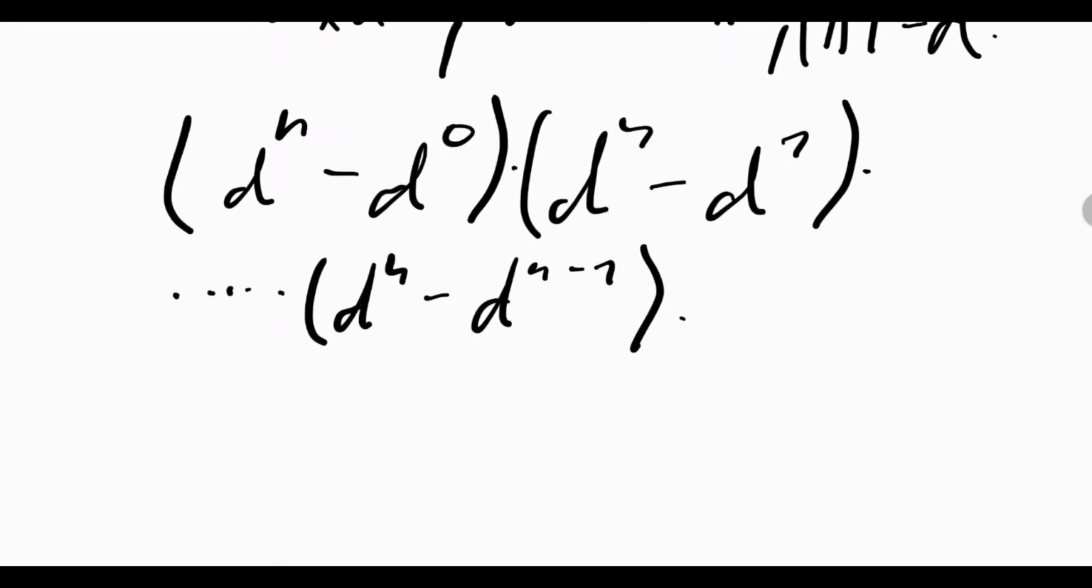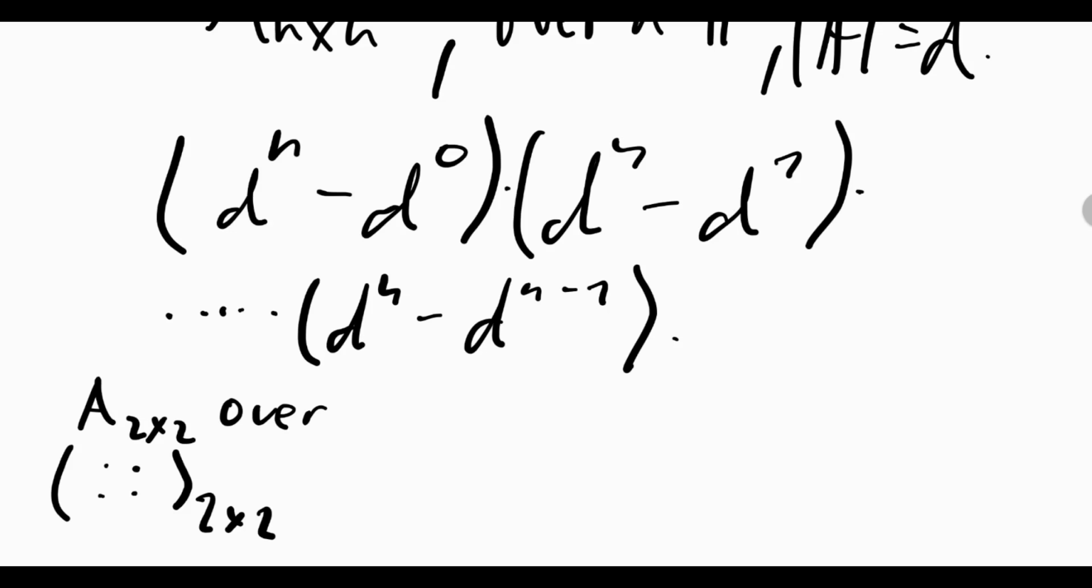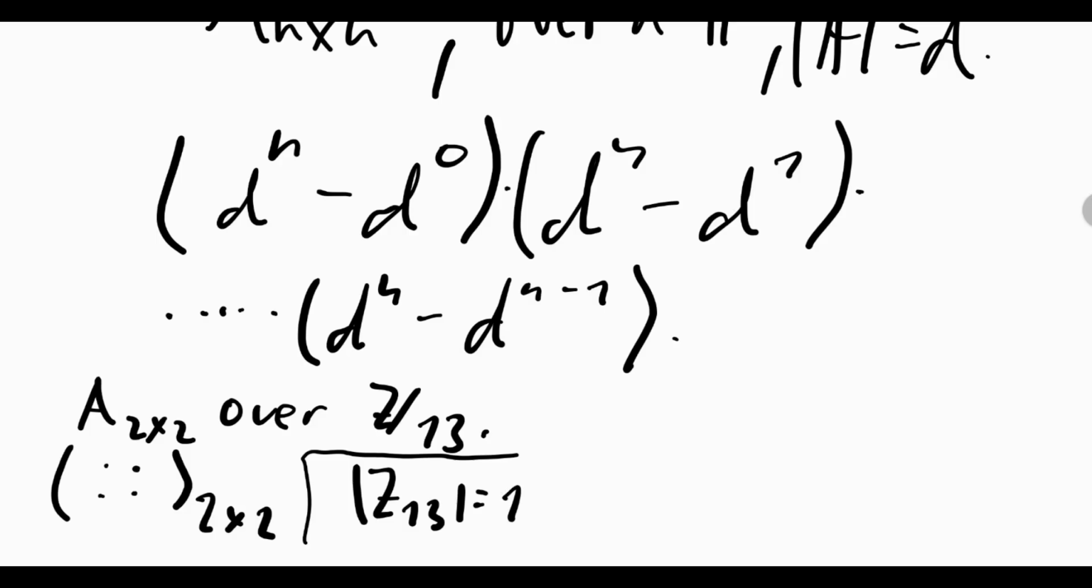So if we take an example for this, let's take A as 2 by 2, so that means a matrix with 4 entries, of course, over the field Z13. What we know here is Z13 has 13 elements. So according to the formula we just showed, it's going to be d to the n minus d to the 0 times d to the n minus d to the 1 until we reach d to the n minus d to the n minus 1. D is the number of elements in the field, that's 13.